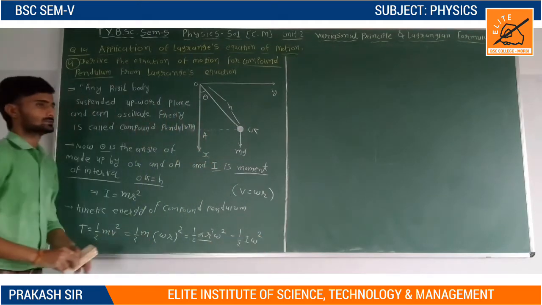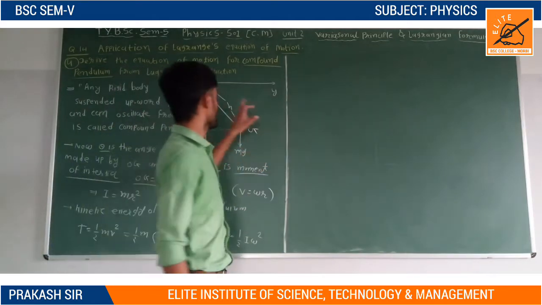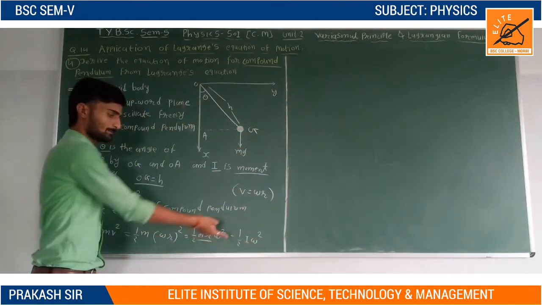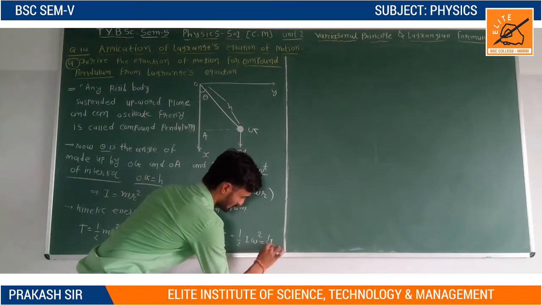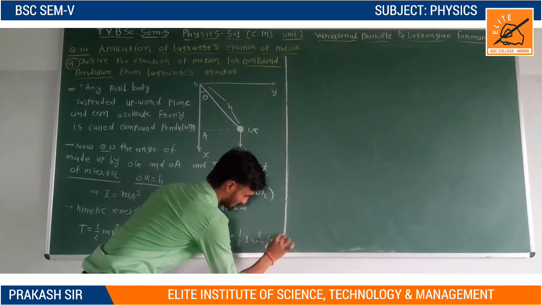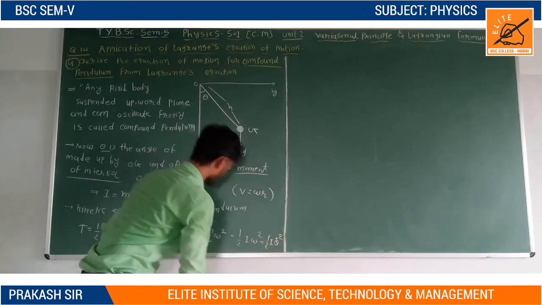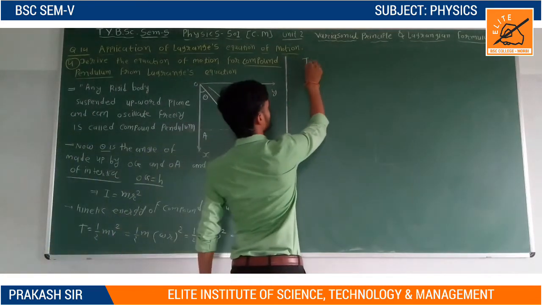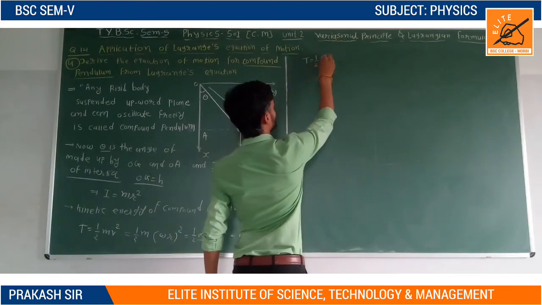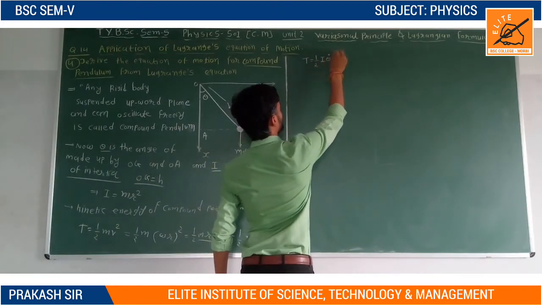Here omega is the rotational rate of change of theta, so omega is replaced by theta dot. T is 1 by 2 I theta dot square. Equation number 1.